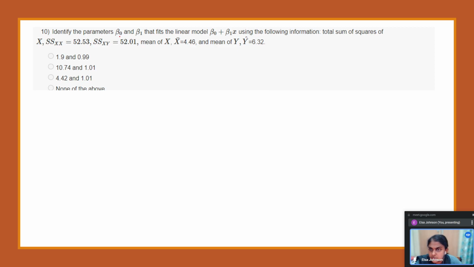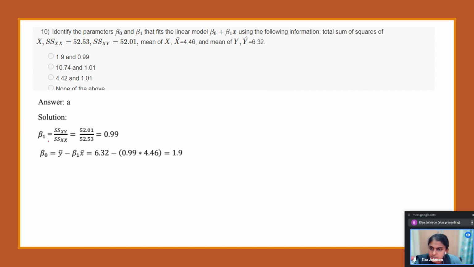Identify the parameters beta naught and beta 1 that fit the linear model beta naught plus beta 1 x using the following information. Total sum of squares of x this much, sxy this much, mean of x and mean of y also given. Okay, so you have to find out beta naught and beta 1. So this also is another form in which you will be getting the question in the examination directly without any x and y values.